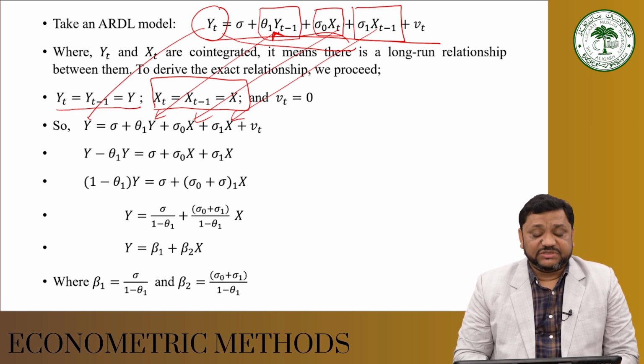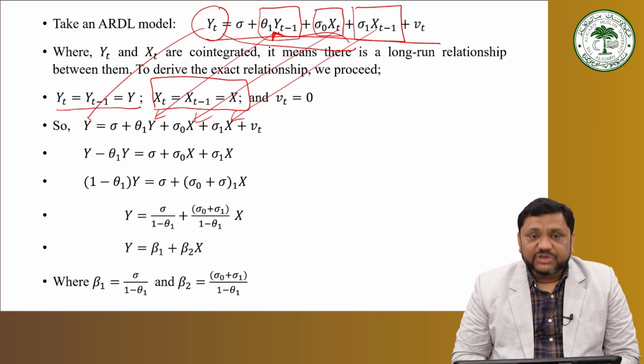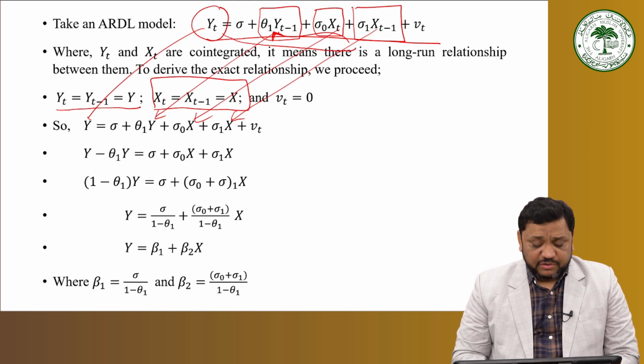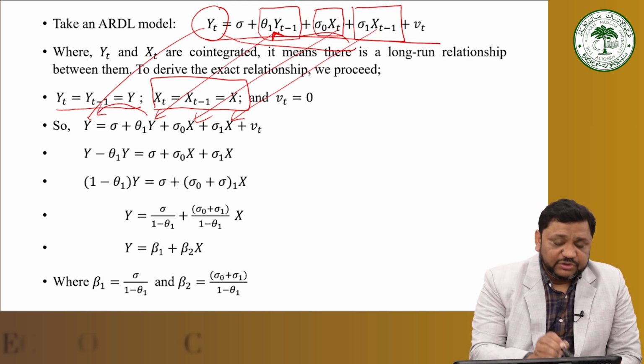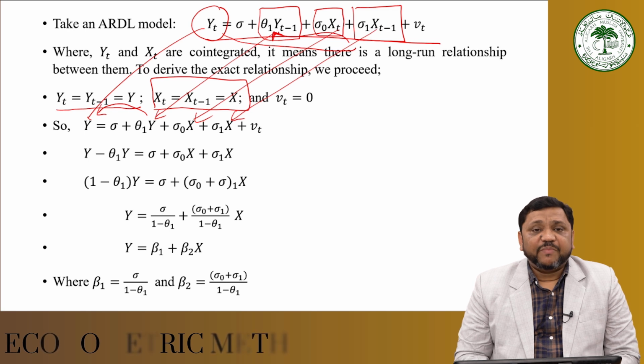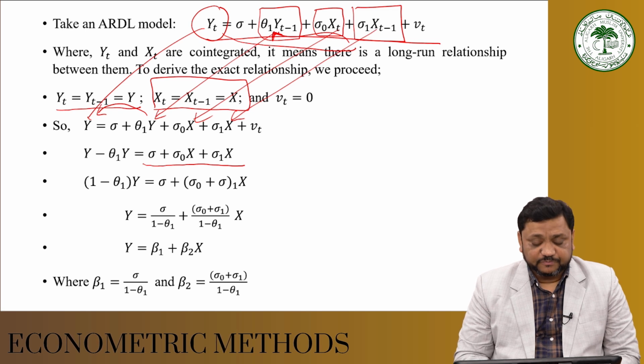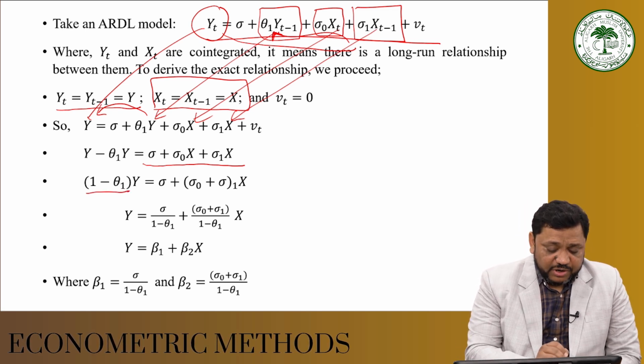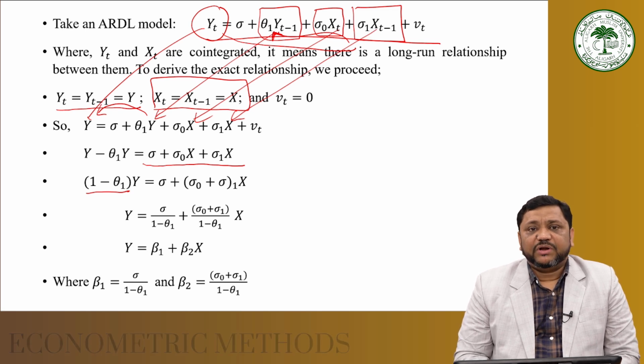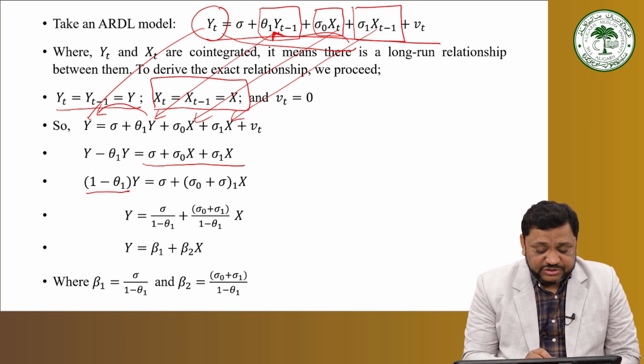So y is equal to sigma plus theta 1 y plus sigma 0 x plus sigma 1 x plus vt, the error term. Now, at the moment we assume vt is equal to 0. So we can take this y term over to the left hand side, and we have y minus theta 1 y is equal to sigma plus sigma 0 x plus sigma 1 x. Now we take 1 minus theta 1 common, so we can write 1 minus theta 1, the whole multiplied by y, is equal to sigma.